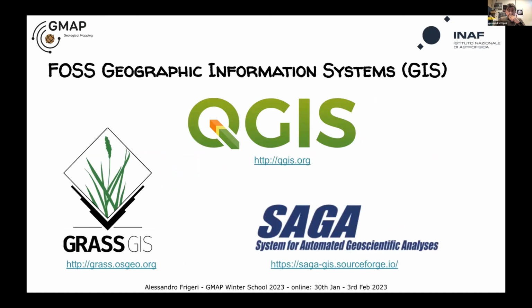There are some desktop GIS available as free open source software, and QGIS is an example, but it is not the only one. You can use, for example, GRASS GIS, which is a really big package which has tons of implementations of algorithms, or also SAGA GIS, which is very useful for computational geospatial analysis.